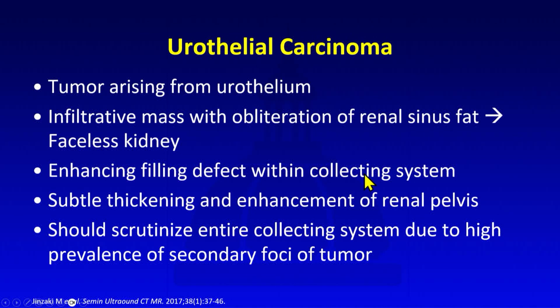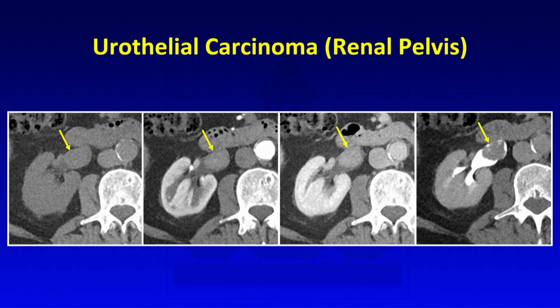Urothelial carcinoma can also bleed, and it can arise anywhere in the urothelium, going from the renal pelvis down the ureters to the bladder. In the kidney, we usually see an infiltrative mass with obliteration of the renal sinus fat, also known as a faceless kidney. We can see subtle enhancing filling defects or thickening within the collecting system. Once we find one, we should very carefully scrutinize the entire collecting system due to the high prevalence of secondary foci of tumor.